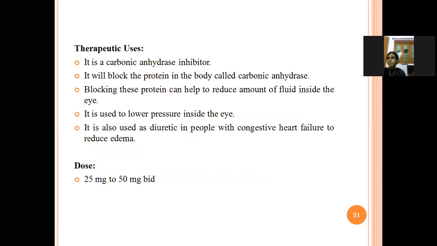So, uses: it is a carbonic anhydrase inhibitor. It will block the protein in the body, that is, carbonic anhydrase. It will also block the protein that helps to reduce the amount of fluid inside the body, which means it is used to maintain the fluid balance in the body, and it will also reduce the pressure in the eyes. It is used in the treatment of congestive heart failure to reduce the edema, which means it acts as a diuretic. The dose is 25 mg to 50 mg per day.